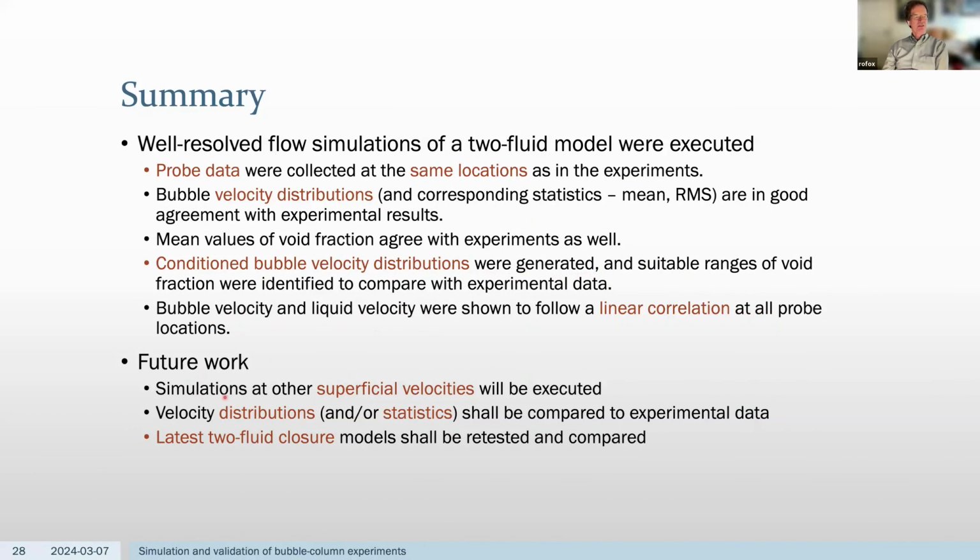In future work, we're going to continue to look at different superficial gas velocities for the other cases that are available for the Grenoble data. We'll also look at more velocity distributions. There's some more data available from the Grenoble papers. We'll do more comparisons. And then there are some other things we've been working on, different closures for the two-fluid model. For example, we're going to add those to the model in OpenFOAM, and then just do retestings.